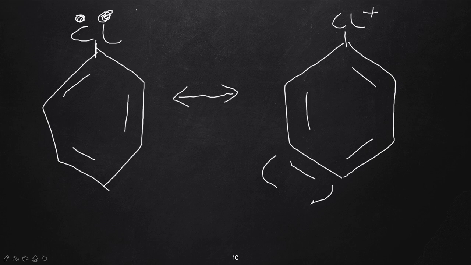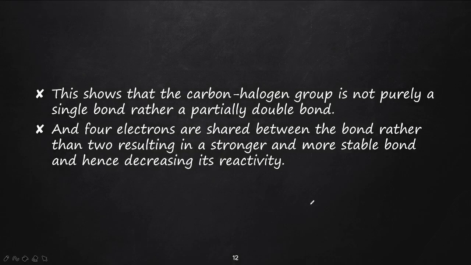Because of this resonance, the benzene group, I mean the aryl group or the aryl halide, is more stable. And for something to be more stable, it requires high energy to actually break that bond. So the reactions there are not going to be as much as those of an alkyl halide. So that's basically it. Now let me look at the next point.